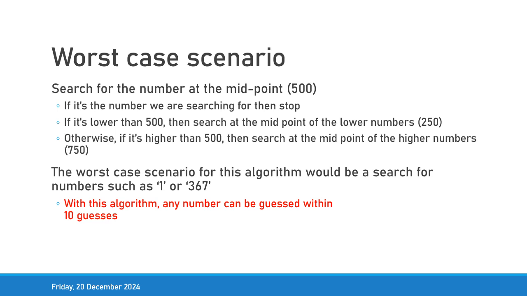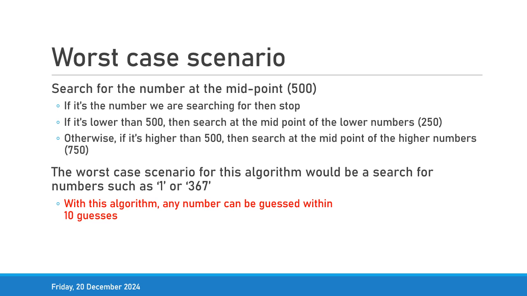You say, is the number greater than 500? If the other person says yes, then you know that it's between 501 and 1,000. If the other person says no, then you know that it's between 1 and 499. In our first guess, we have eliminated half of the list. And if in every guess you eliminate half of the list, then it actually only takes 10 guesses to get down to one number. So in the worst case scenario, that is how many guesses it would take.